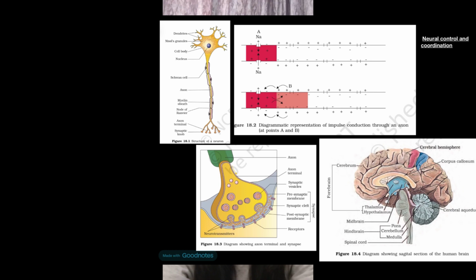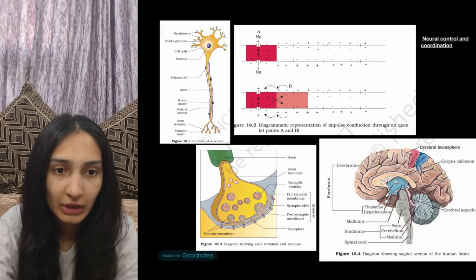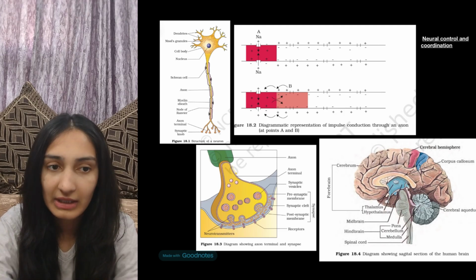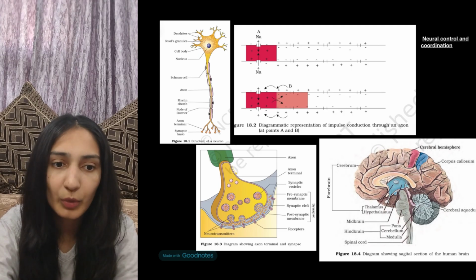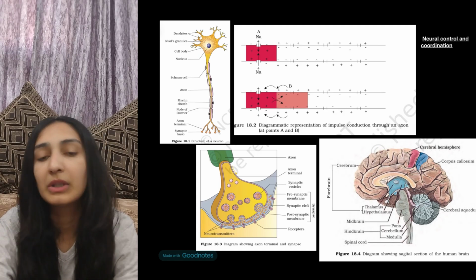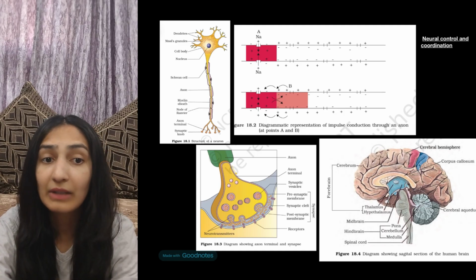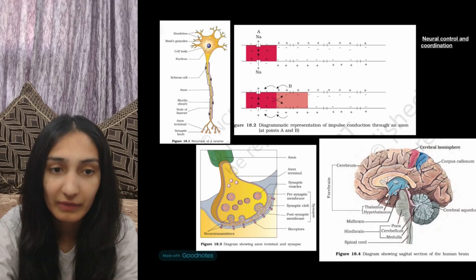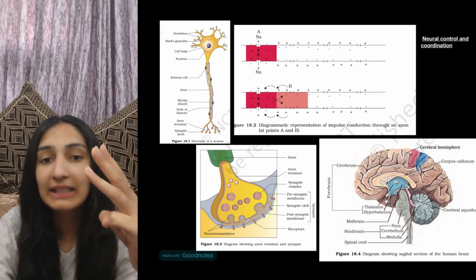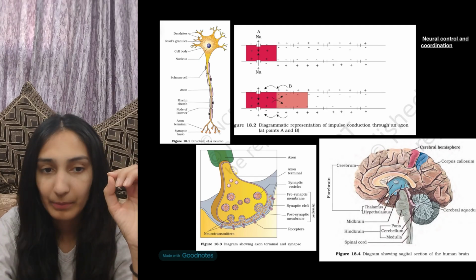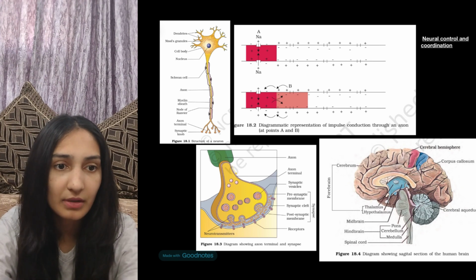Moving on to figure 18.2, where we have the diagrammatic representation of impulse conduction. You need to see what influx is happening. Next, we have figure 18.3, which shows the axon terminal and synapse. Starting off axon, then we have the axon terminal, then we have the synaptic vesicles, then we have the neurotransmitters, and we have the presynaptic membrane, we have the synaptic cleft and postsynaptic membrane, and these three together form your synapse. Okay, and then we have the receptors.